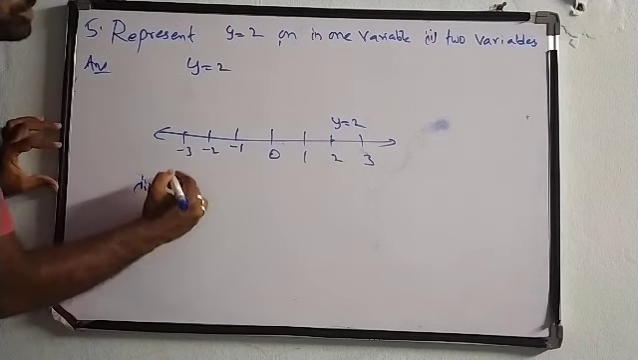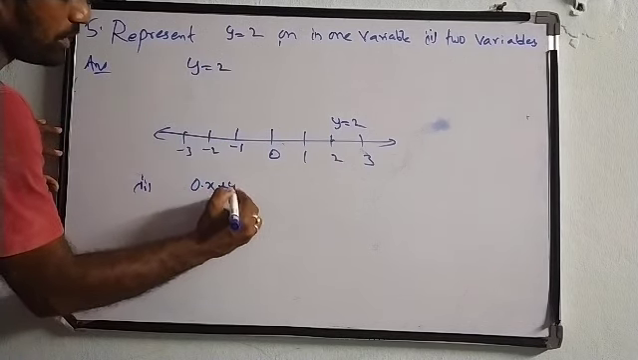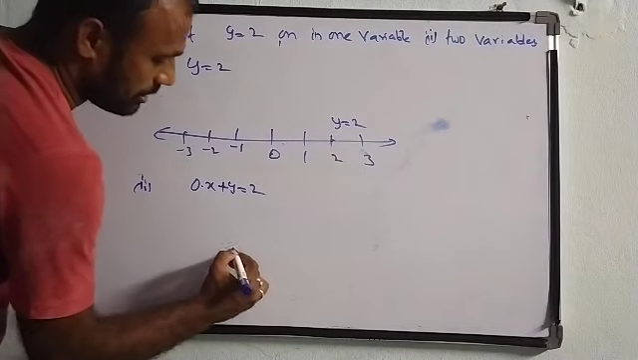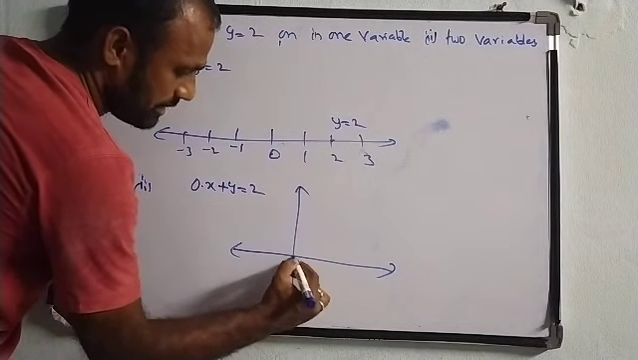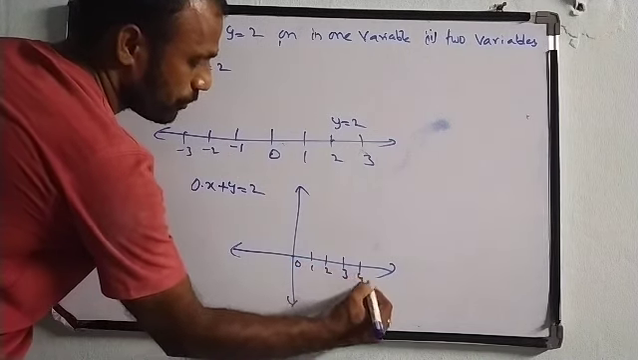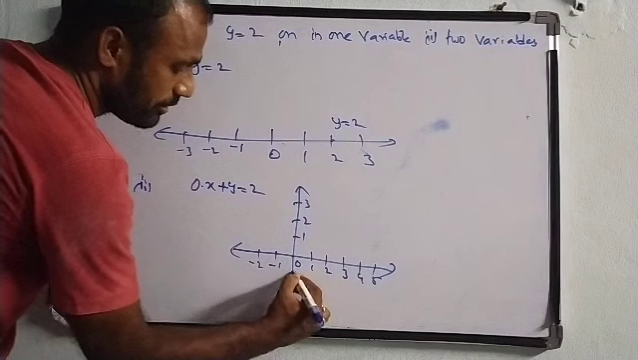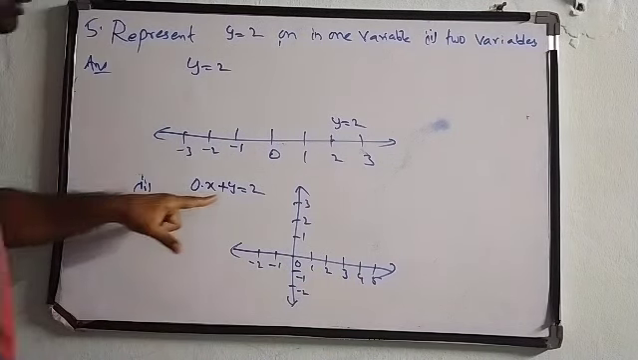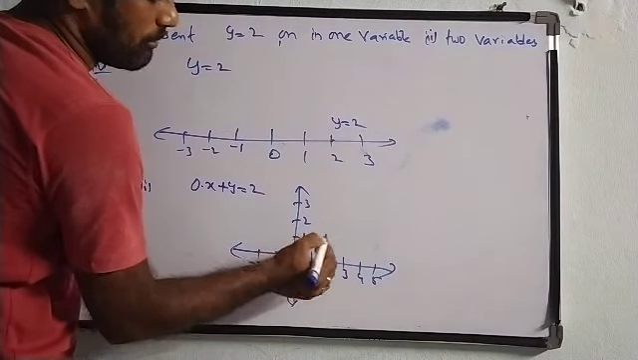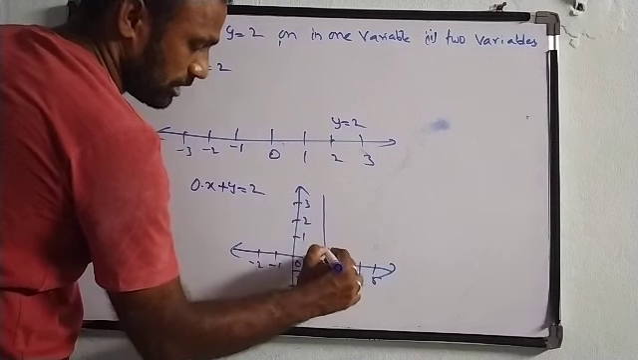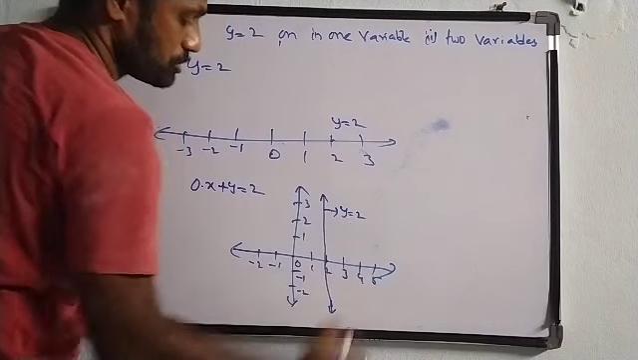If we are asked to represent in two variables, x is not there, so we can write 0 into x plus y equals 2. Let me take the coordinate axis here. The meeting point will be the origin, then 1, 2, 3, 4, 5, and -1, -2. Now the point is y = 2, so it may be (2, 1), it may be (2, 2), anything on this line. These all will be the solutions. So this is nothing but y = 2.